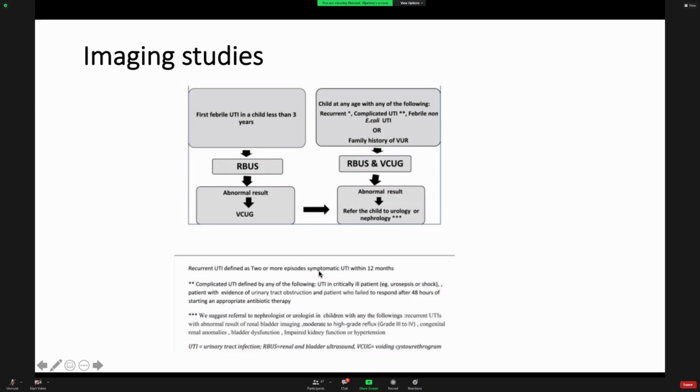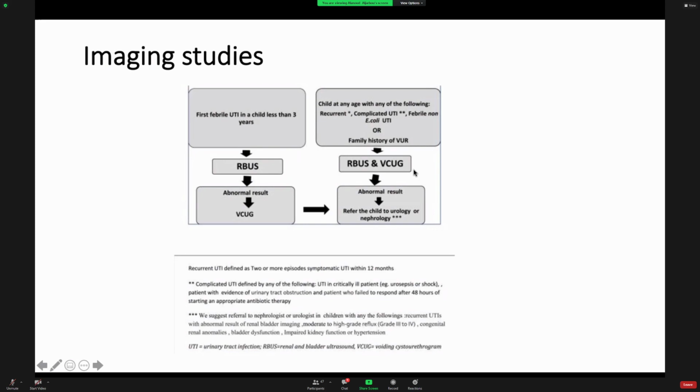If a child presents with a recurrent UTI, and they define recurrent UTI as 2 or more episodes in 12 months, or presents with a complicated UTI like perinephric abscesses, or a patient not improving on antibiotics for a 14-day duration, or presents with non-E. coli UTI, because as I mentioned, patients with non-E. coli UTI are found to have a higher chance of congenital anomalies, this is just an association, or the patient has a family history of vesicoureteral reflux.